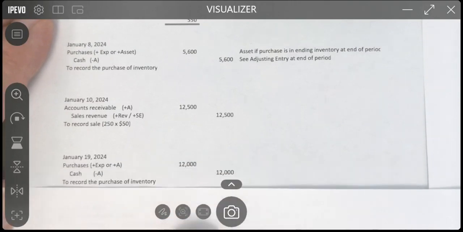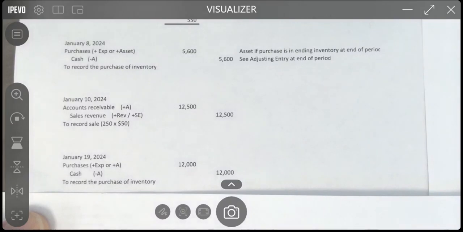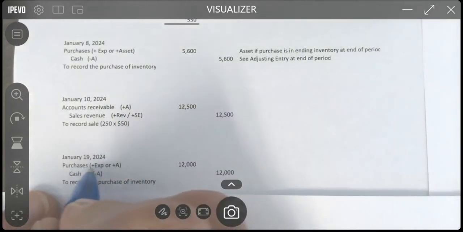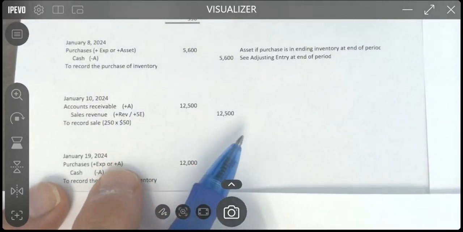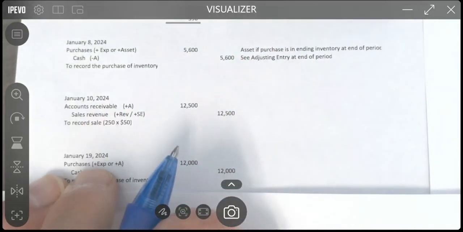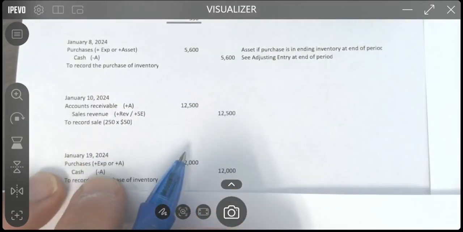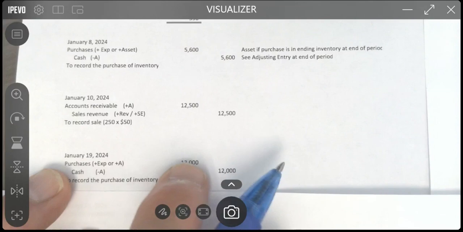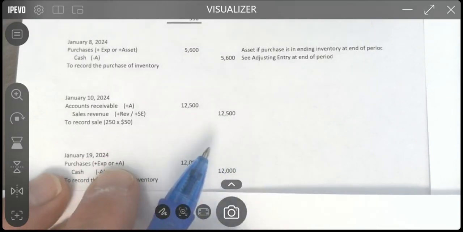On January 19th, we did have another purchase. And I should emphasize that we're using a purchases account, which is really a plus expense or plus asset depending on how you view it. But basically, this is an asset account right now that is viewed in conjunction with the beginning inventory balance. The cost of goods available for sale during the period will be the inventory plus the purchases.